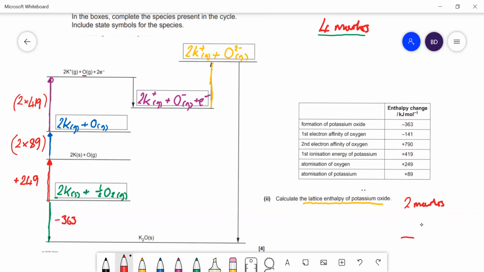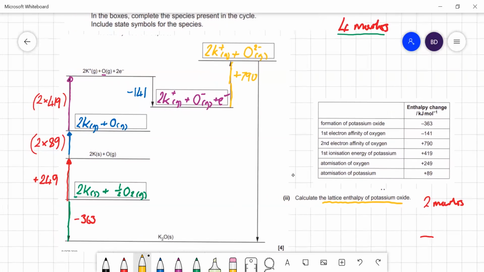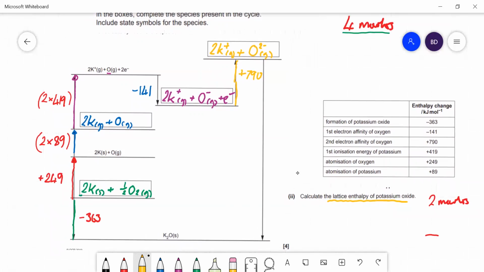Right, and on this one, I'll do that in a different color. We've got the first electron affinity, sorry, you've got minus 141 there, and then here we have the second electron affinity, we've got plus 790. Okay, so the whole point of drawing a diagram for the Born-Haber cycle is so you don't have to worry too much about the signs. So I'm just going to add up all of those red numbers. If you add that up, you get 1628, and I'm not worrying about the sign too much there.